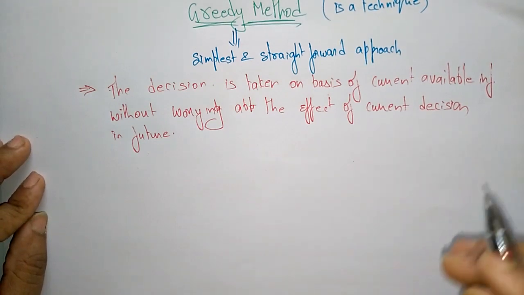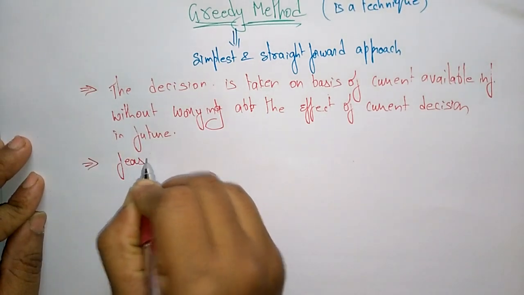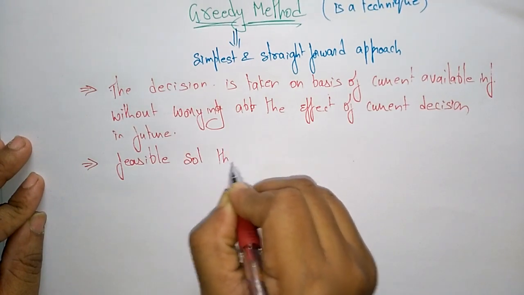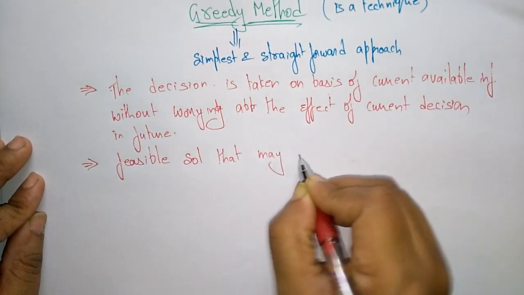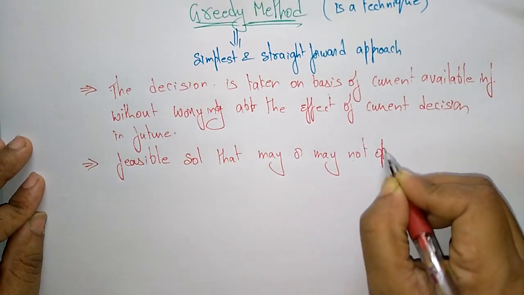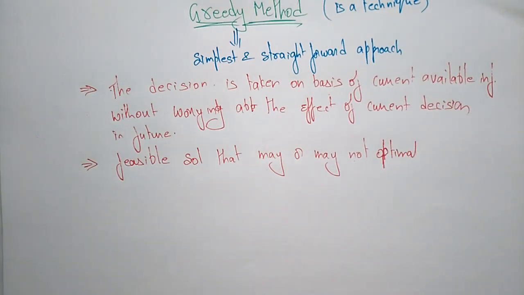So this technique is used to determine a feasible solution that may or may not be optimal. Okay. So what is a feasible solution? What is an optimal solution? Actually, a feasible solution is any subset that satisfies the given criteria. You call it a feasible solution.